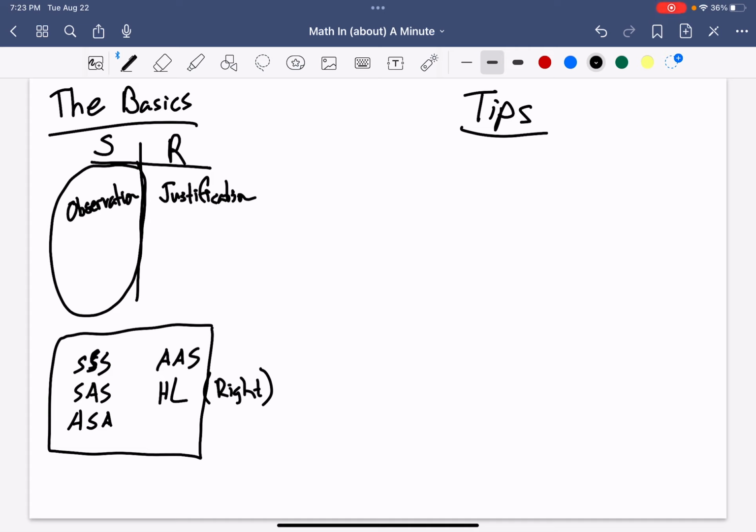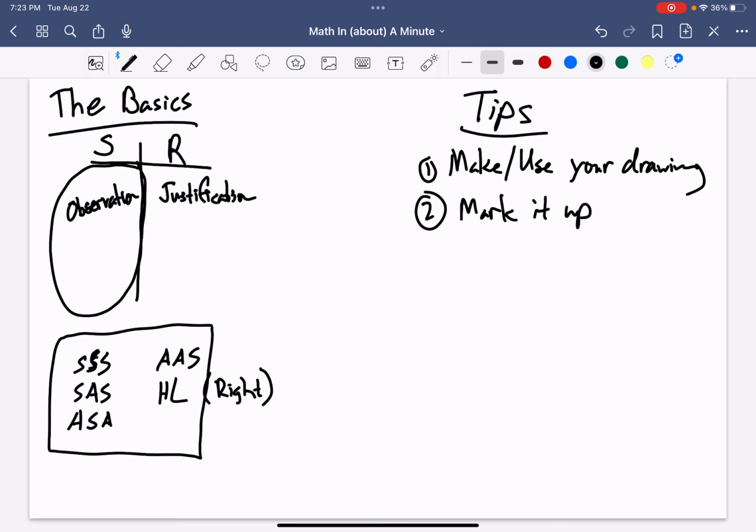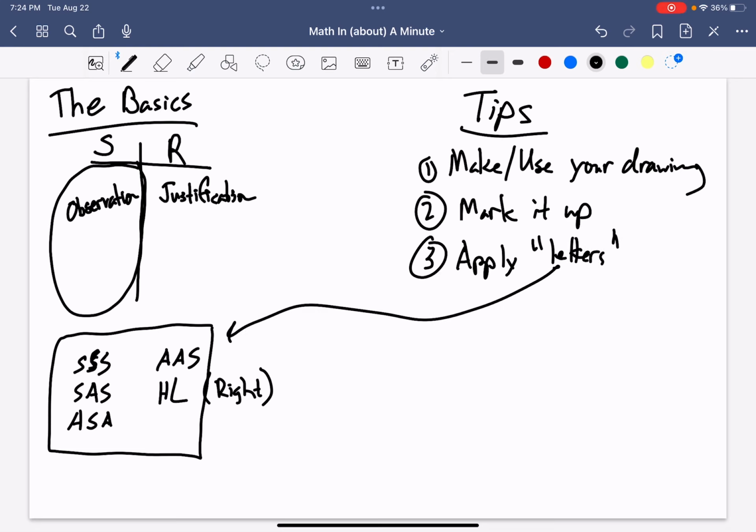Now, some tips. First things first, I would say either make or use your drawing. If you have a drawing, totally use it. Number two would be mark it up. And then three, apply letters to it. What I mean by that is try to make one of these things happen. As you start marking it up, you're going to see that some sides might be congruent. You might see that some angles are congruent. Try to match up with some of these letters so that you can prove it.